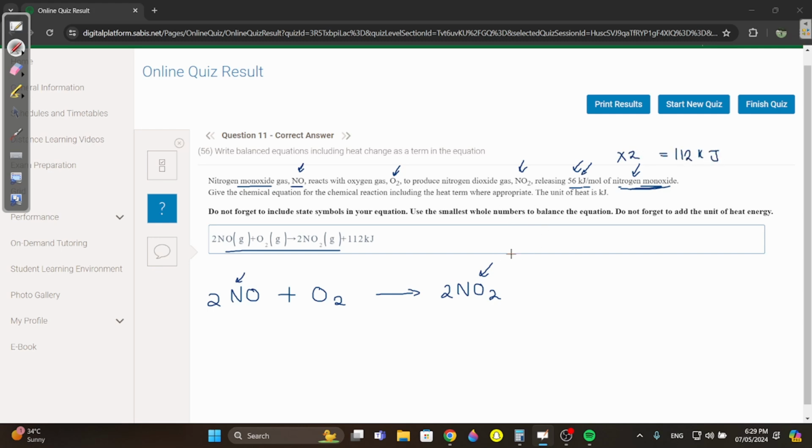Do we put it at the start or at the end? They're saying releasing. That means exo, right? And if it's being released, that means obviously at the end. And you guys write the state symbols. They said gas, gas, gas. I'm not going to bother writing them, but it's written in the answer here, okay?